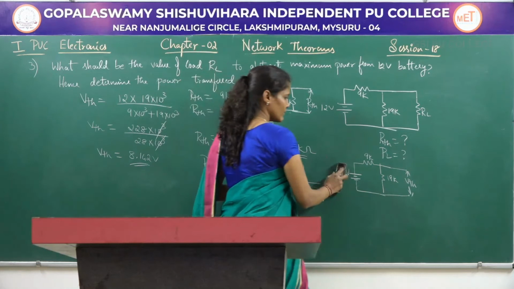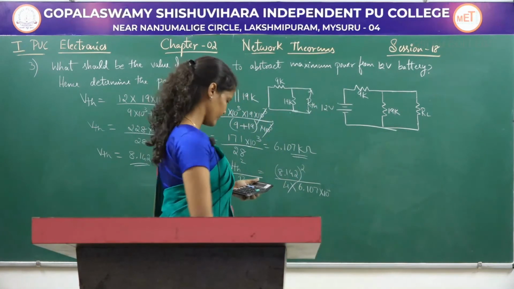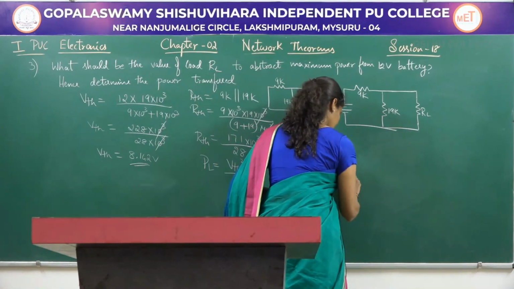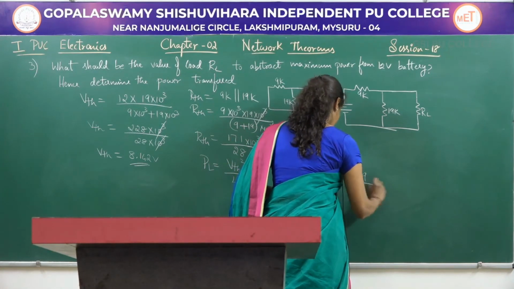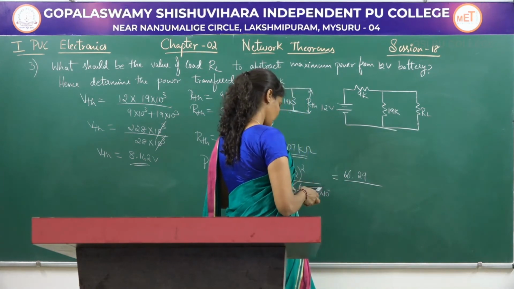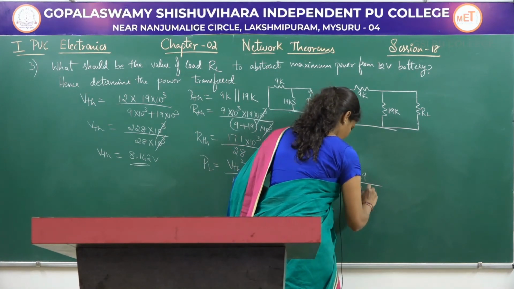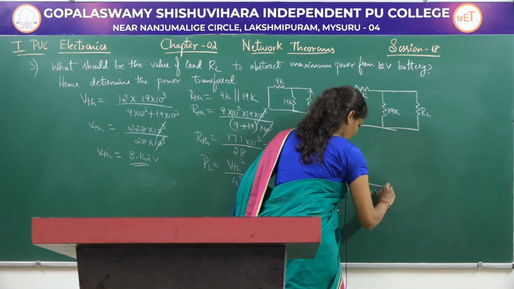So 8.142 whole square will give me 66.29 divided by 6.107 into 4, which is equal to 24.428 into 10 to the power of 3.